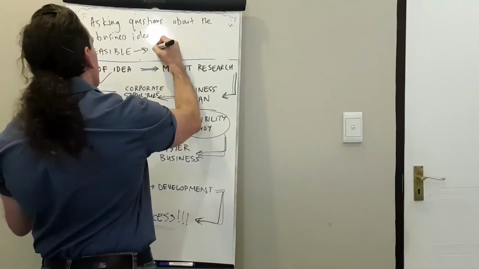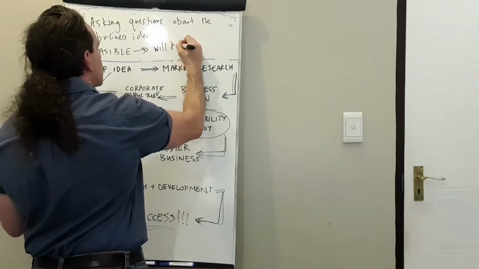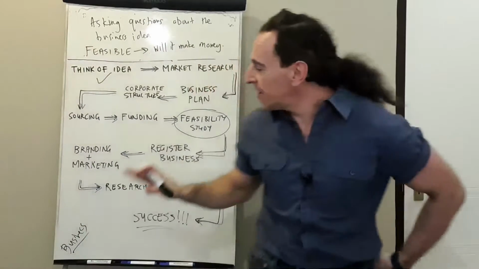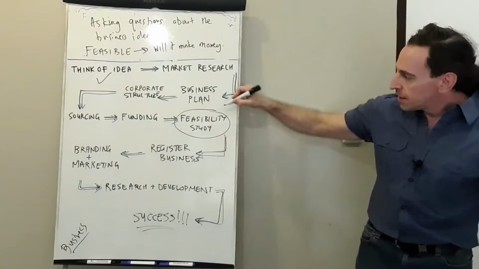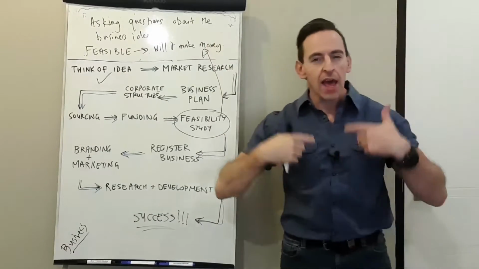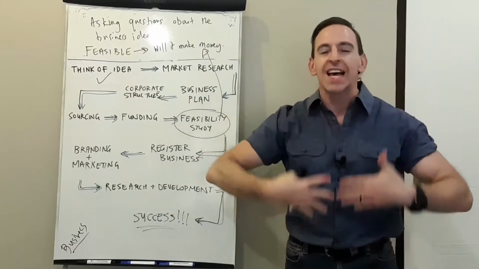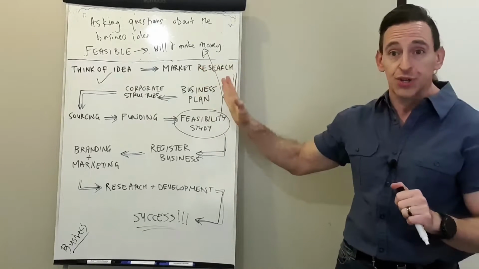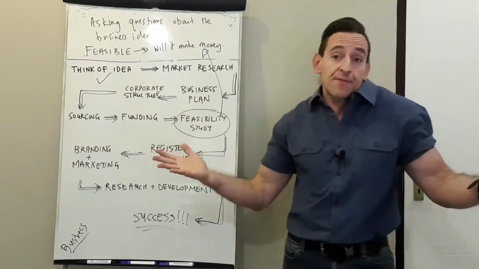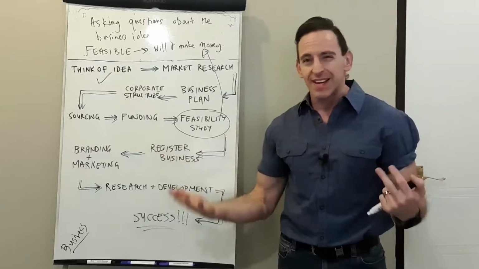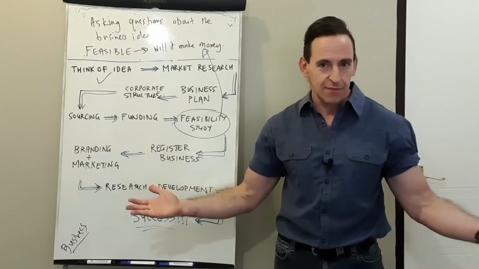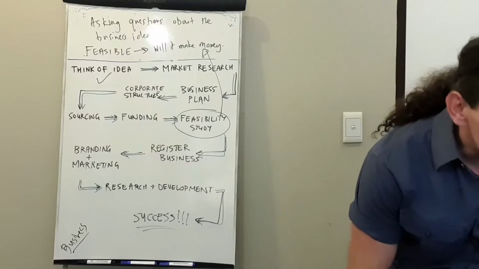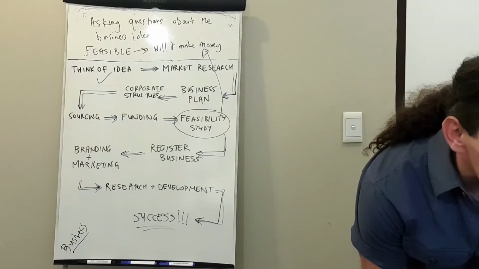So feasible is a way to say, will it make money? That is your feasibility study. Will it make money? Can I make this business successful? It's a very important question, and that's why you ask it at number 2. It's the next step, because if you have a great idea but you can't make it successful, it's not a good idea. It's not going to work. So let me write those down.